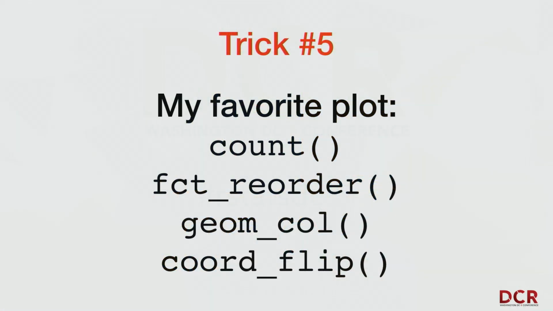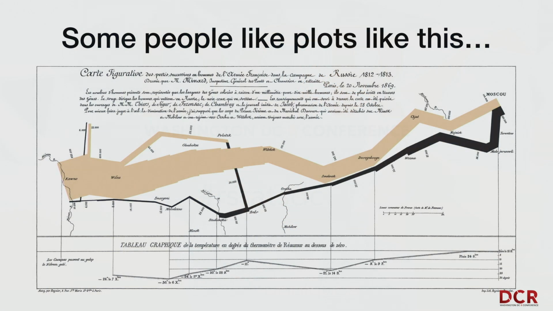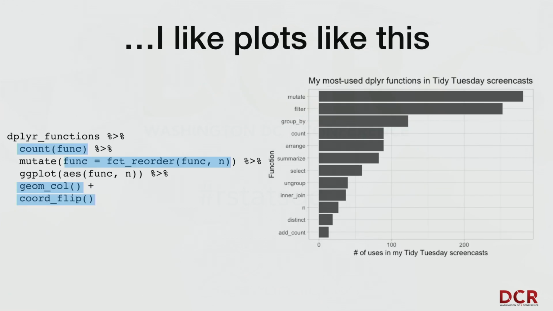Trick number 5 is a story of a couple of tricks in one that combine to form something I do a lot, especially in these screencasts. It's actually my favorite plot. When I ask someone what their favorite plot is, some people say something like, oh, I really like a particularly complicated plot. This is Minard's Napoleonic war. And some people could praise a plot like this, but the truth is I really like a plot like this, a bar plot that's sorted.